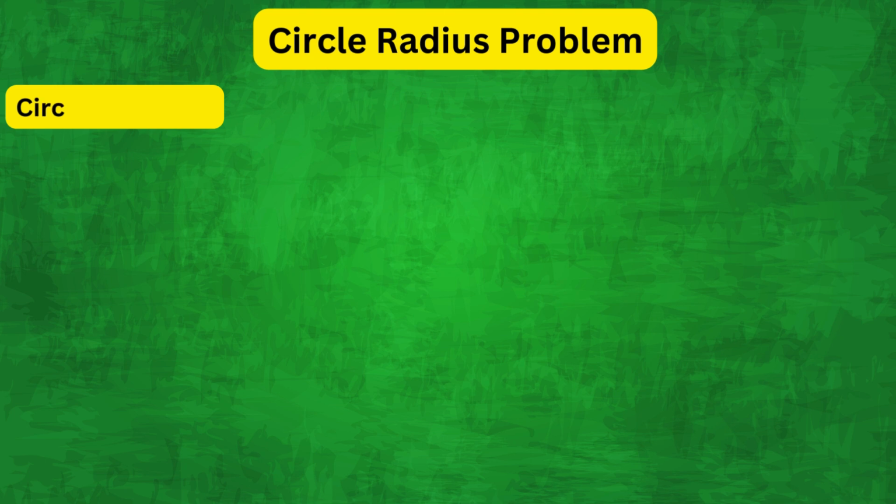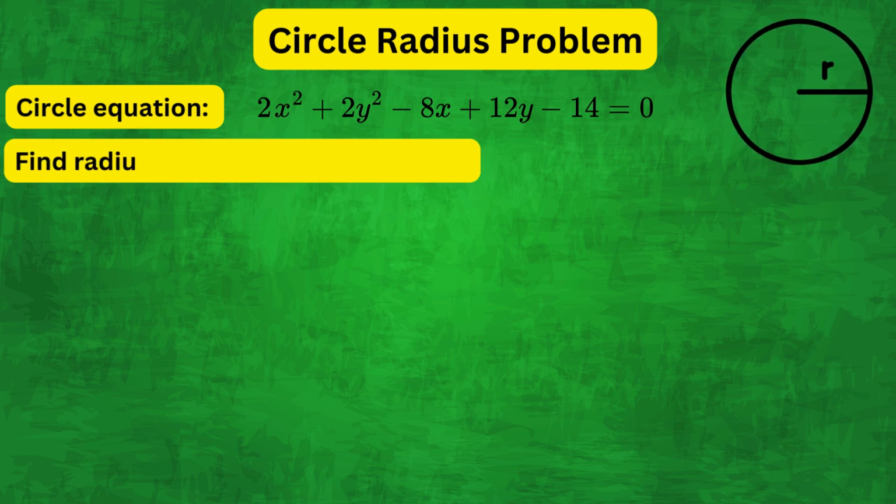Now we've got a really interesting problem today which reads something like this. Consider the circle with the equation 2x squared plus 2y squared minus 8x plus 12y minus 14 equals 0. And we need to find the radius of this circle in the simplest radical form.